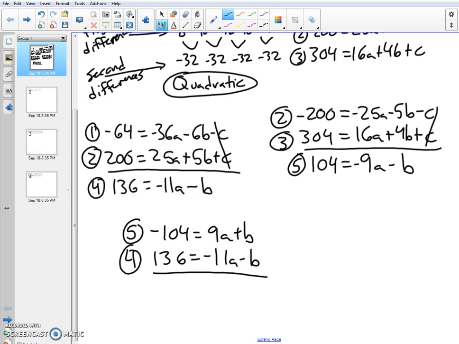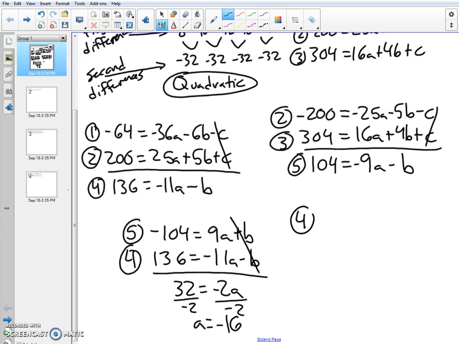So now my b's cancel, and I'm left with 32 equals negative 2a. Divide each side by negative 2. So a is negative 16. Okay, so I'm almost there. I found a. Next, to find b, I want to plug into either 4 or 5, doesn't matter which one.